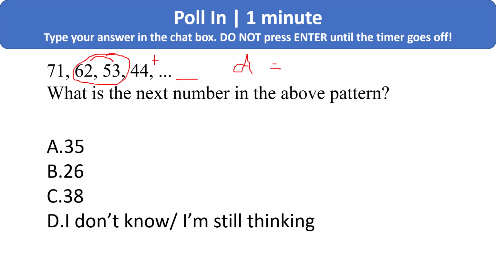All right, so the difference here, we're going to take 62 minus 71, and that difference is negative 9. So we're going to add negative 9 to 44. It's essentially the same as subtracting 9 from 44. So 44 minus 9 is 35. So your answer is 35.